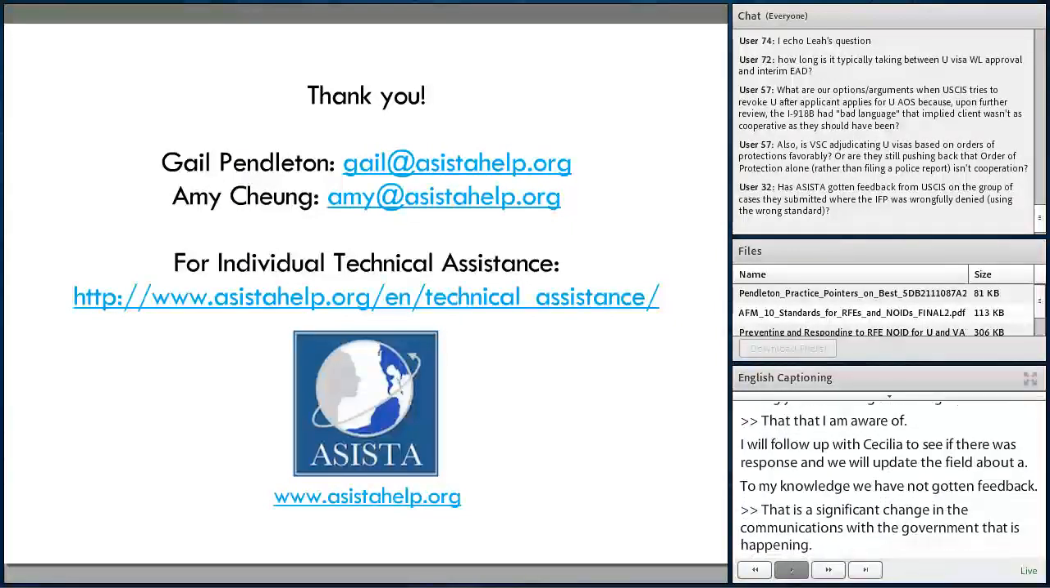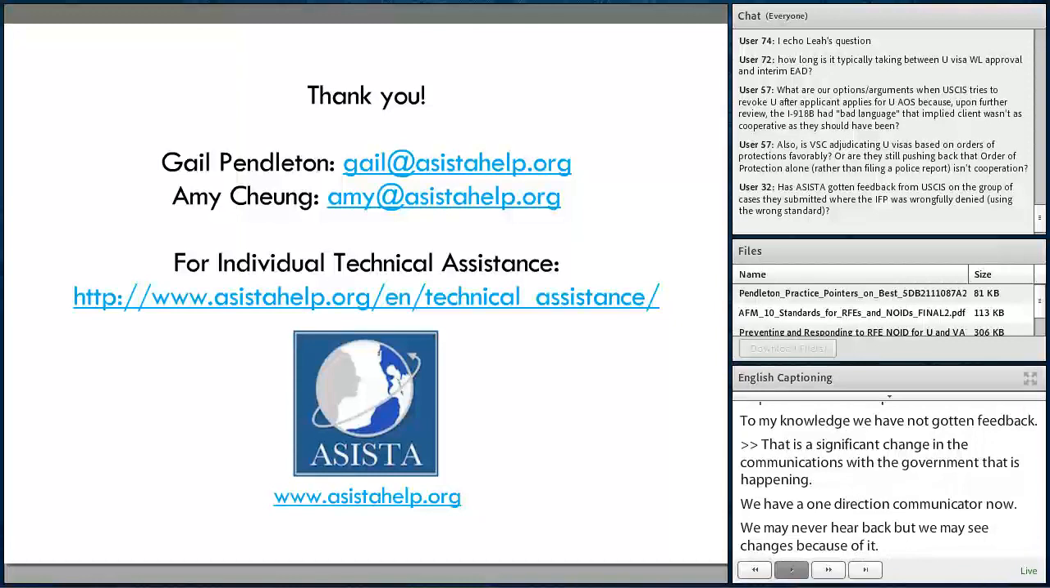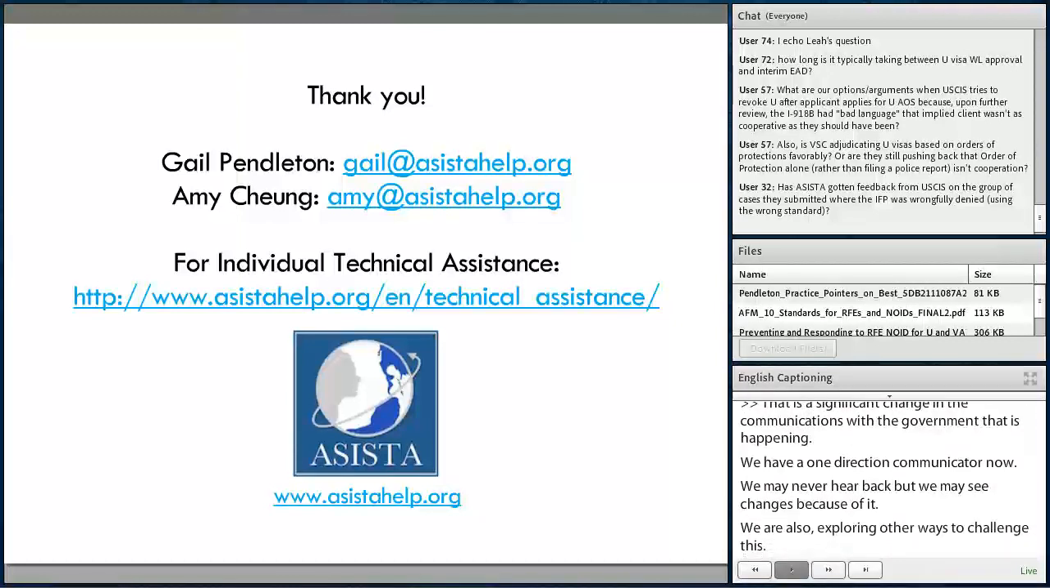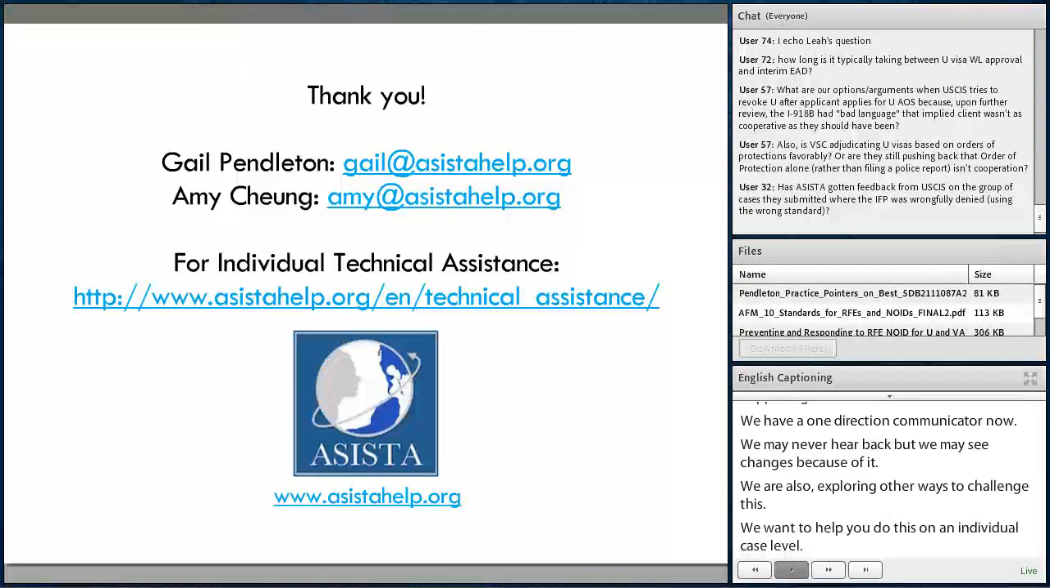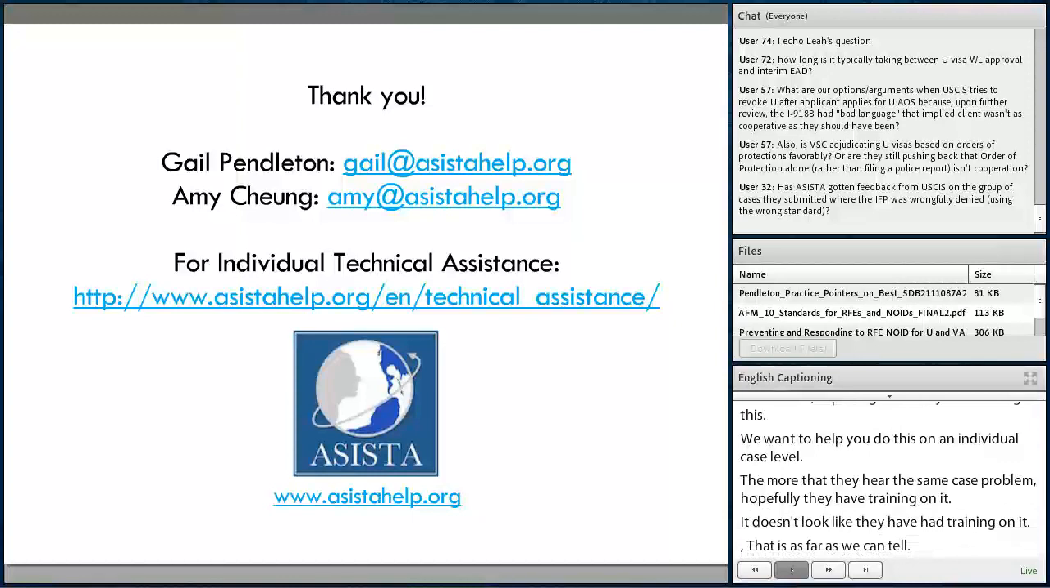Yeah, and that's a significant change in the communications with the government that's happening. We are mostly a one direction communicator now. So we may never hear back, but we may see changes because of it, and we're also exploring other ways to challenge this. One of the ways we want to challenge this is to help you do it on an individual case level, because I think the more they hear the same problems, the more they get it, and then we raise them to the heads of the unit, and hopefully they have some training on it, because it doesn't look like they've had any training on it yet, as far as we can tell.